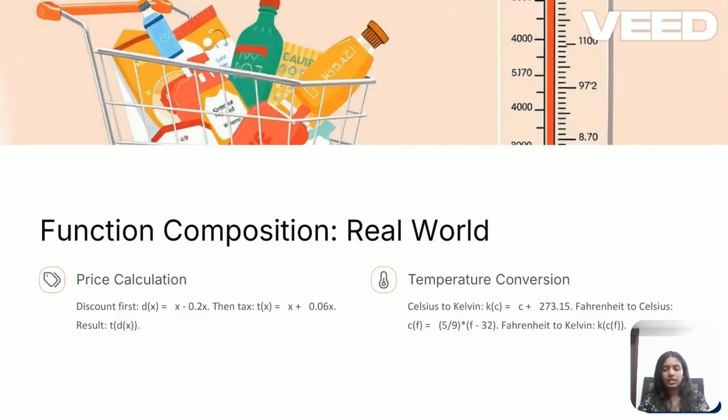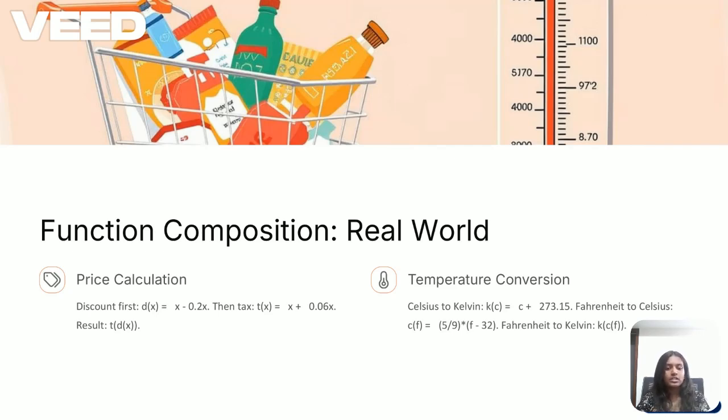In real-world applications, we use it for price calculations, such as in markets or shopping malls. If we take the discount first, d(x) is x minus 0.2x. Then the tax would be t(x), which is x plus 0.6x. So the result would be t(d(x)).